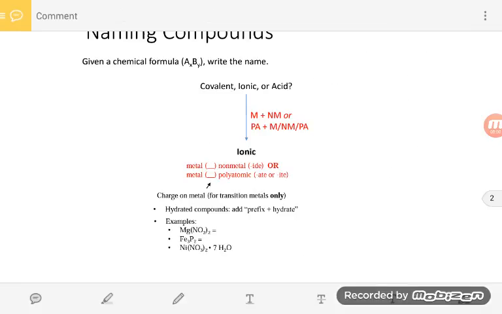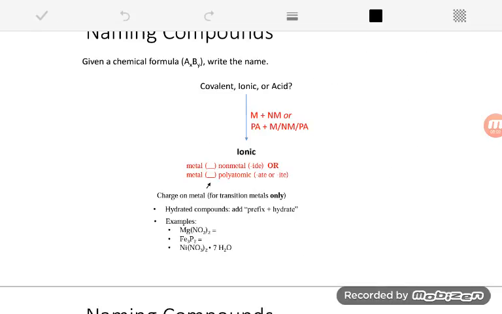So let's look at some examples of how we do this. Let's start with something that's not a transition metal. So in this case, we would start up here. Once we decide it's ionic, we're going to use this general format. Let's start with this example down here.